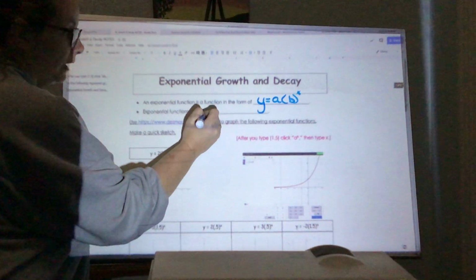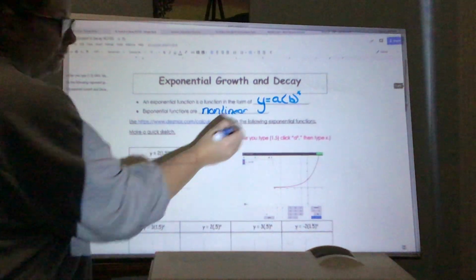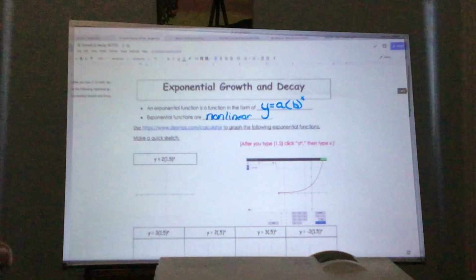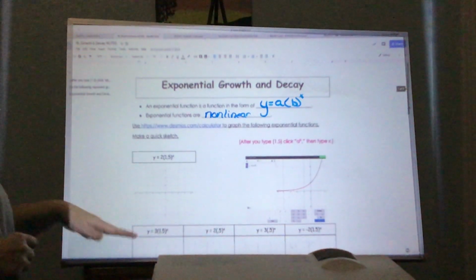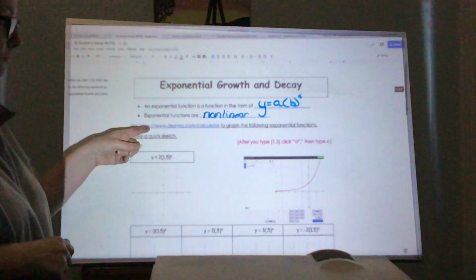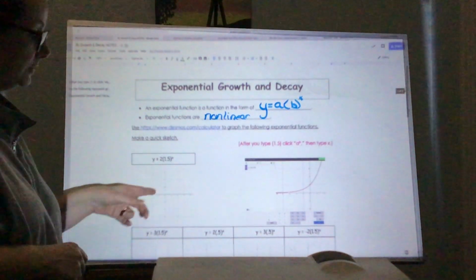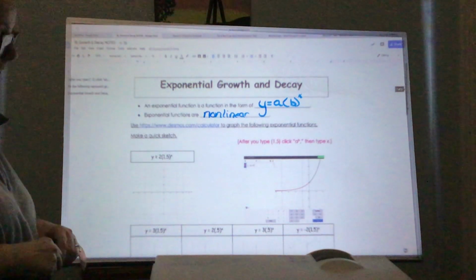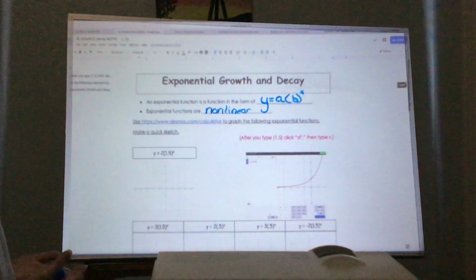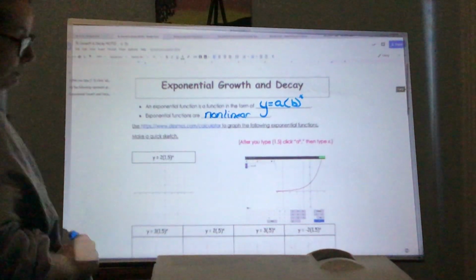Exponential functions are non-linear. When you graphed your paper folding and your mammoth activity, you did not get a line, so that makes them non-linear. There are 5 different exponential functions. You're going to go to desmos.com, use this link, and graph and sketch the graph of each of these functions. You can pause the video. I'm going to keep going as if you've already done that. When you're typing, there are some directions here for how to get the x to be your power.